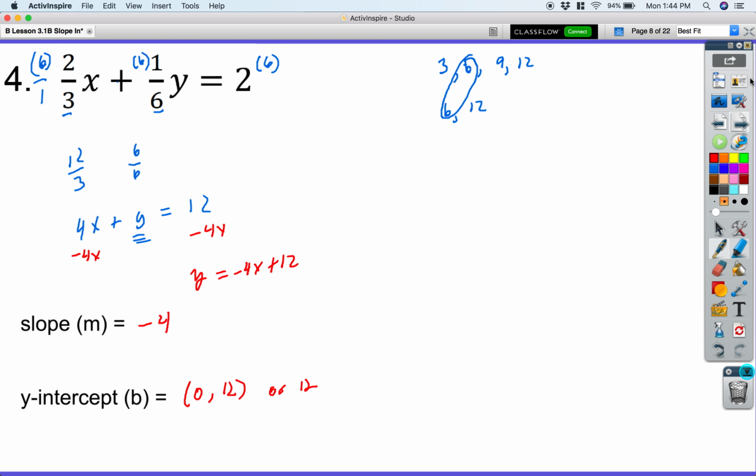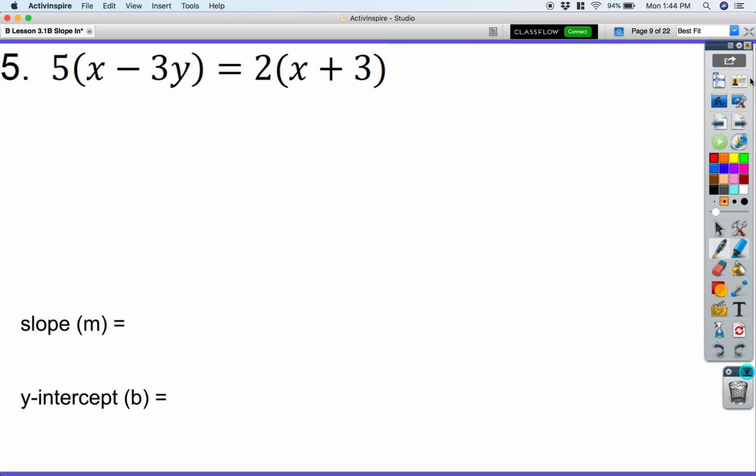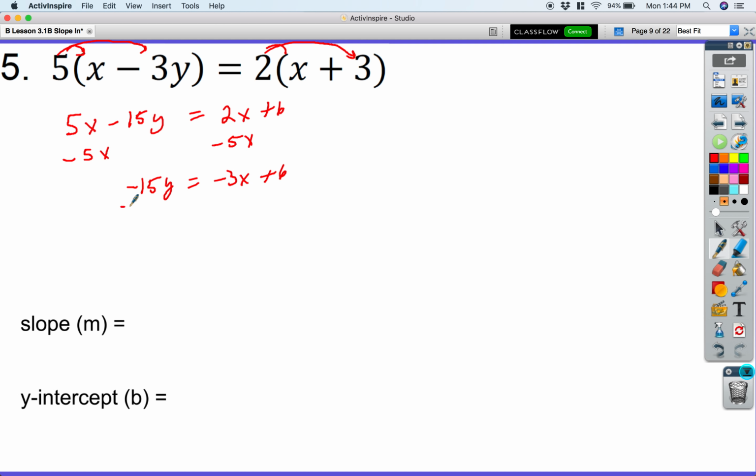All right. So now, looking at this one, same idea. I have a lot to do. I need to try to get y by itself. So before I do any of that, I'm going to distribute this 5 to both terms. I'm going to distribute this 2 to everything inside the parentheses as well. This will give me 5x minus 15y is equal to 2x plus 6. Then I'm going to subtract 5x from both sides to get negative 15y is equal to negative 3x plus 6. Then I'm going to divide everything by negative 15.